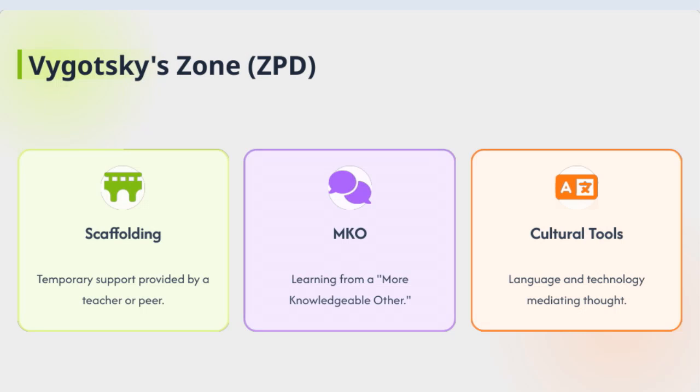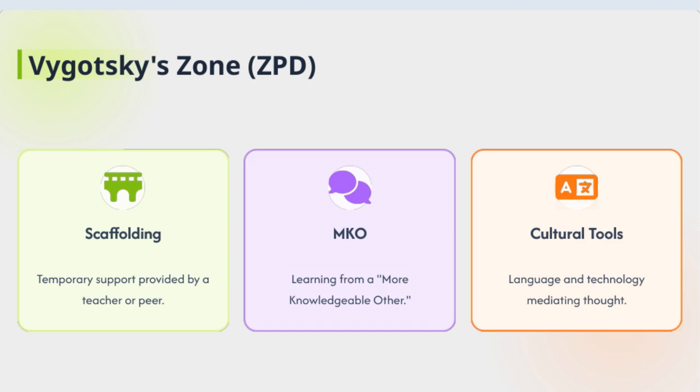Let's talk about how language and technology serve as mediating tools for our thought processes. These cultural tools shape how we think, learn, and solve problems. One key idea here is learning from a more knowledgeable other, or MKO. This could be a teacher, a peer, or anyone who has more expertise in a particular area. The MKO provides temporary support, which is essential for guiding us through new or complex tasks.